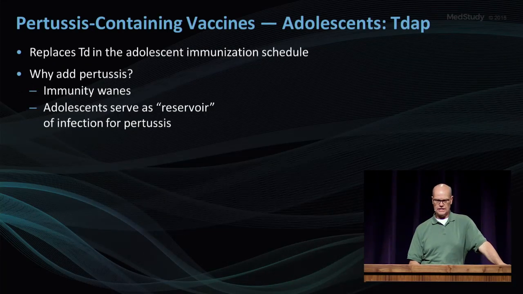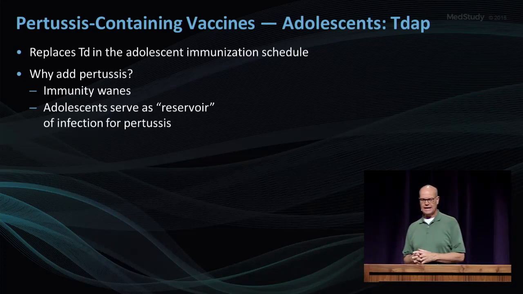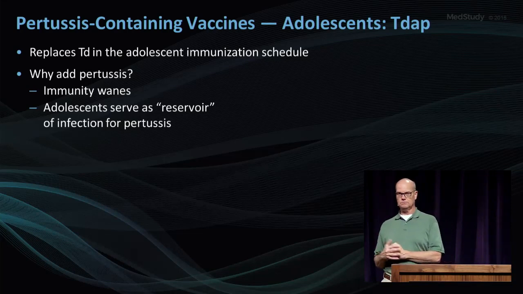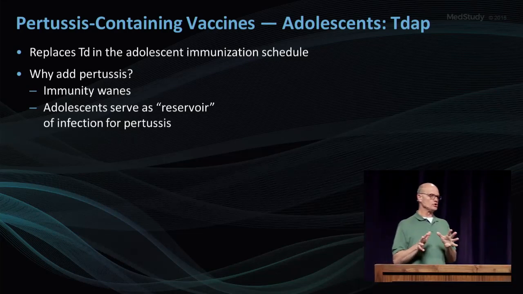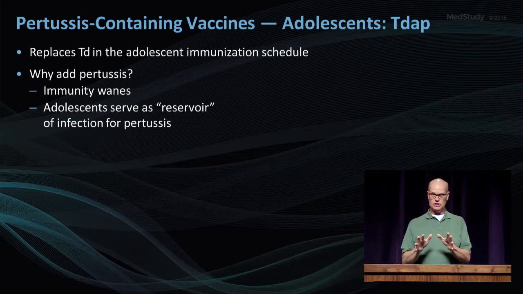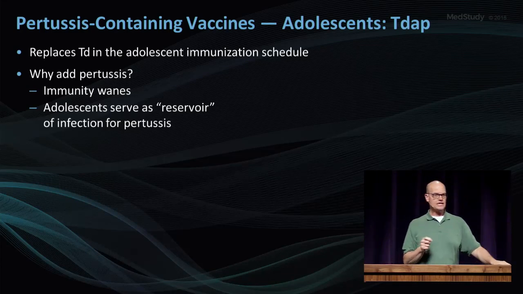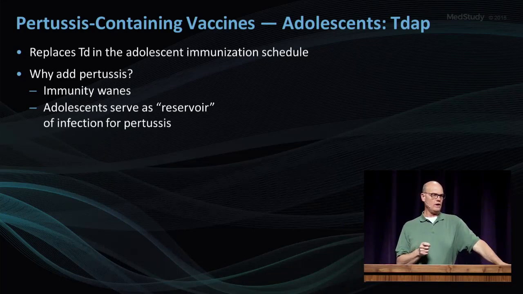Now, what about adolescents and Tdap? Why did we add Tdap to replace the TD? That's because adolescents have waning vaccine immunity. Adolescents served as a reservoir of infection, and they brought that infection to children who were 2, 4, and 6 months of age. So I'm guessing, I know I have, and perhaps you have, treated what we thought was perhaps community-acquired pneumonia and actually treated patients with pertussis.